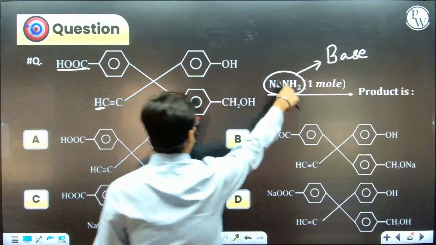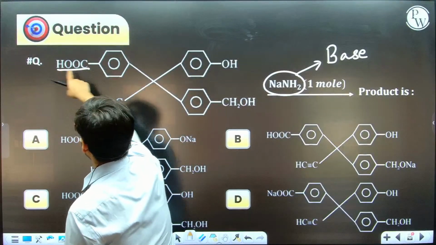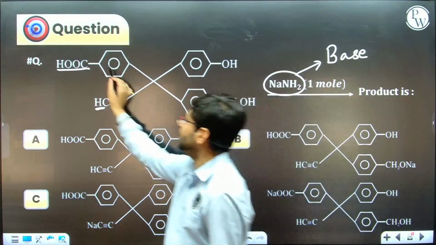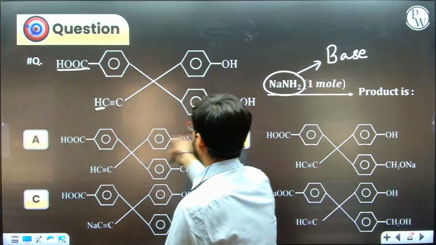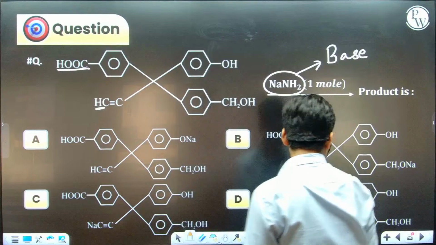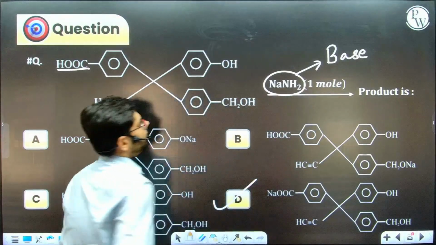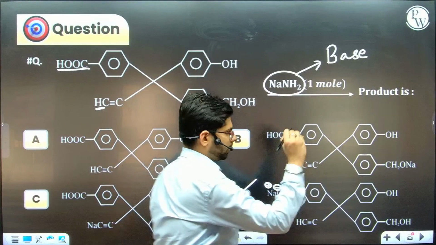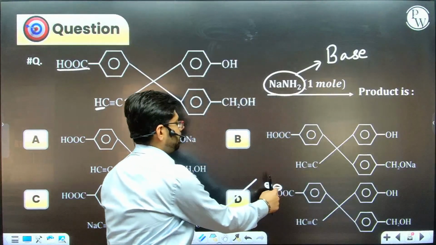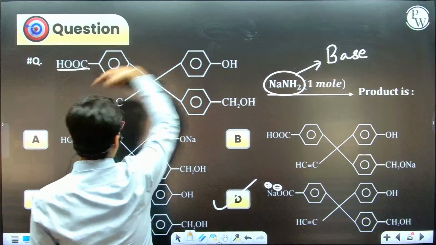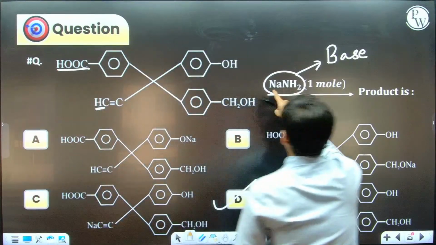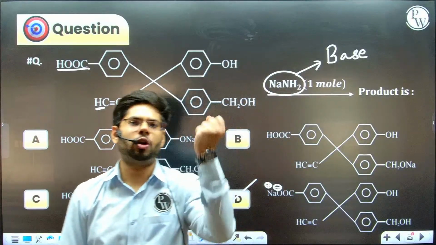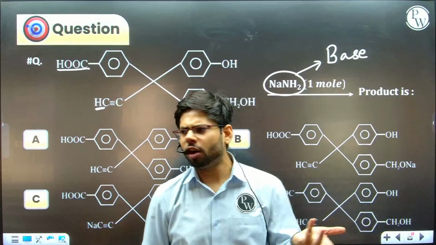So this base will abstract proton from COOH selectively and not from the others, because this is the group which is the strongest acid out of all of these. Hence answer will be D. COONa means COO minus Na plus. Negative charge has appeared on oxygen because H plus has been taken by NH2 minus coming from NaNH2. So this NH2 minus grabs a proton because NH2 minus is a strong base.